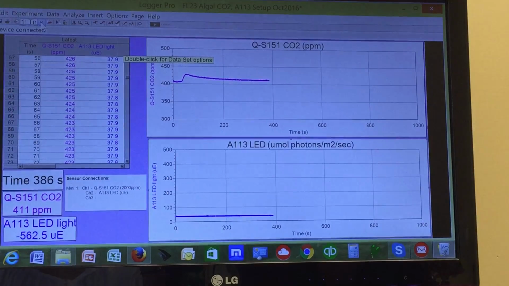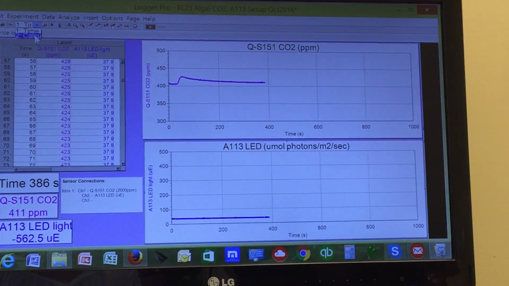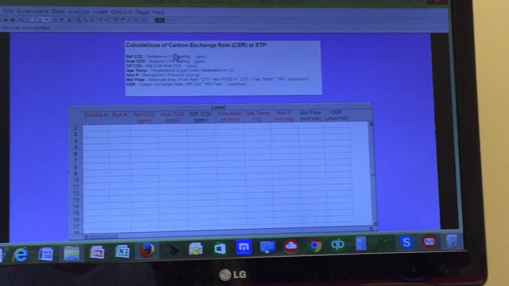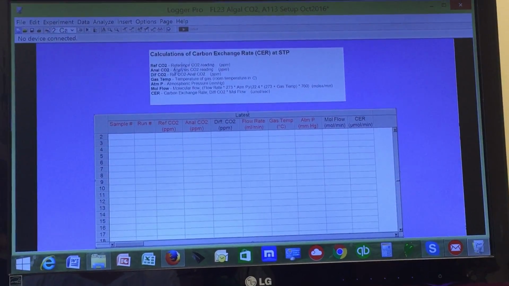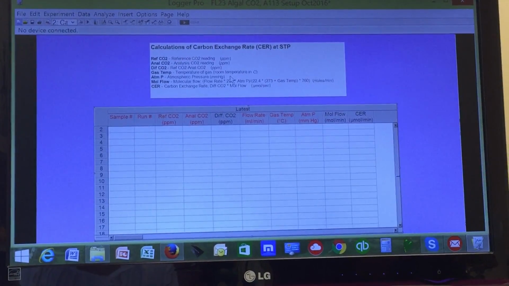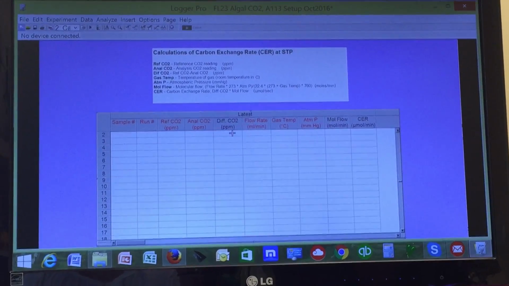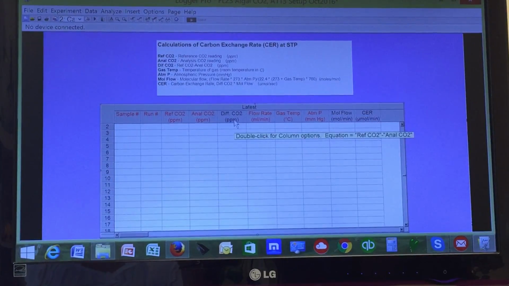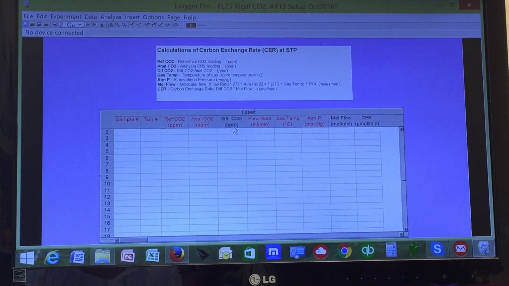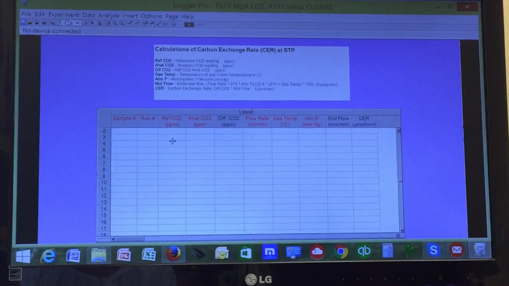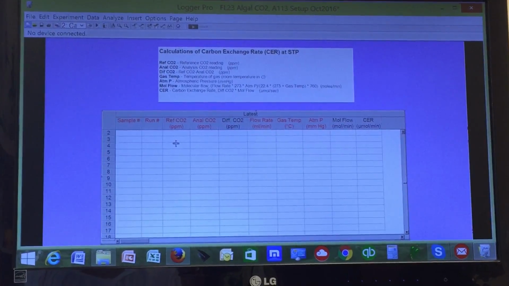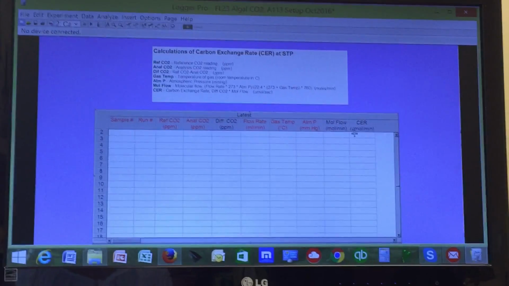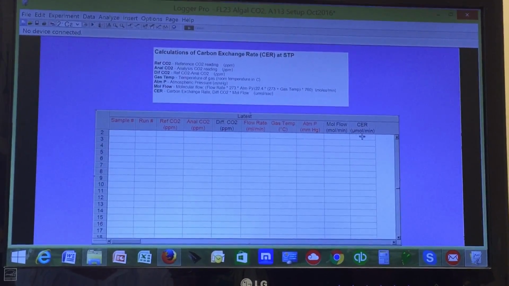To do the data analysis, we proceed to page 2, which is selected in the top menu. Page 2 is where all the calculations are done, and the calculation formulas are explained in this little text box. There are red columns and black columns. Red columns is where we have to enter data. Black columns will be automatically calculated. So we have to put some parameters here which we measured in our experiment before we can calculate the final carbon exchange rate, the CER, which is given here in micromoles per minute.